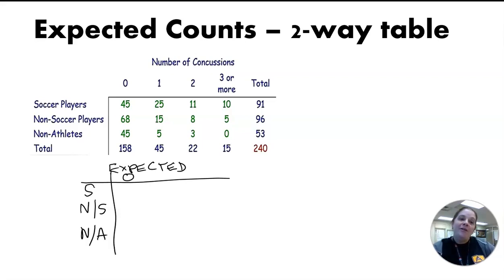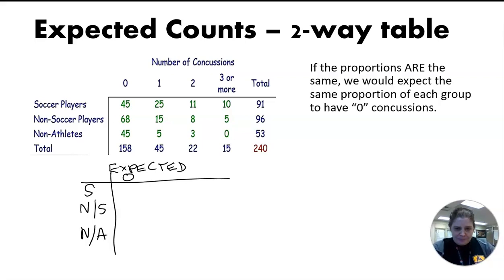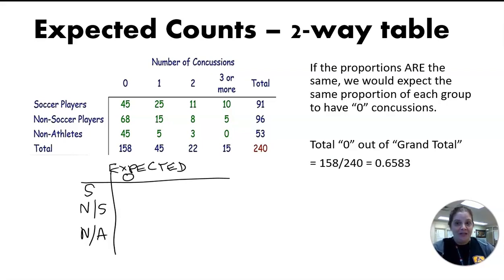I would expect this percentage to be the same all the way down. So the first thing I would do is figure out, of the grand total, how many zeros there are. I'm going to look at that marginal distribution that we talked about in Unit 4. I've got 158 out of 240. That's the number of people out of the 240 total people who had 0 concussions.